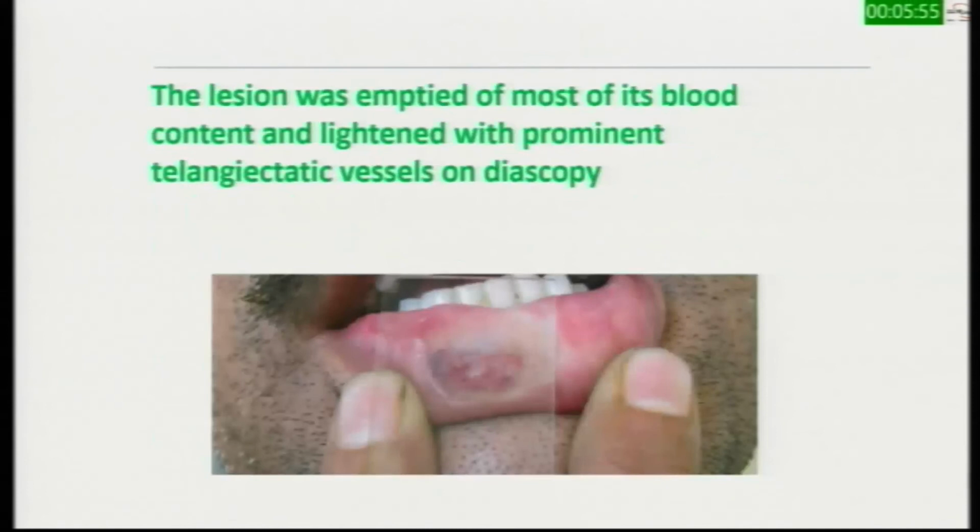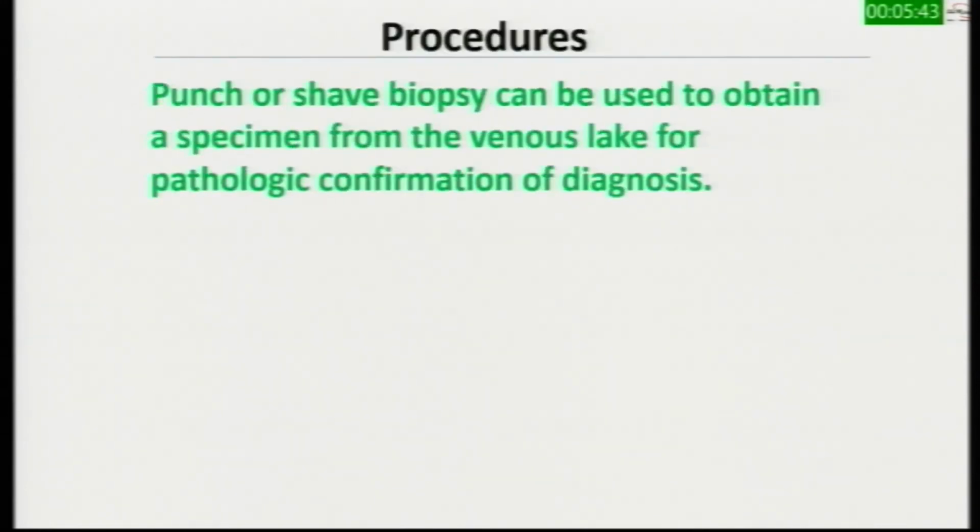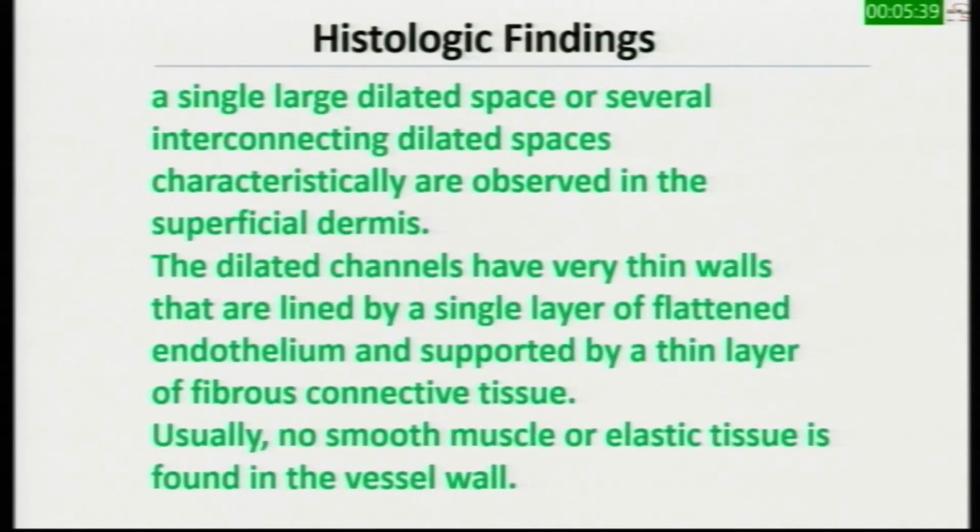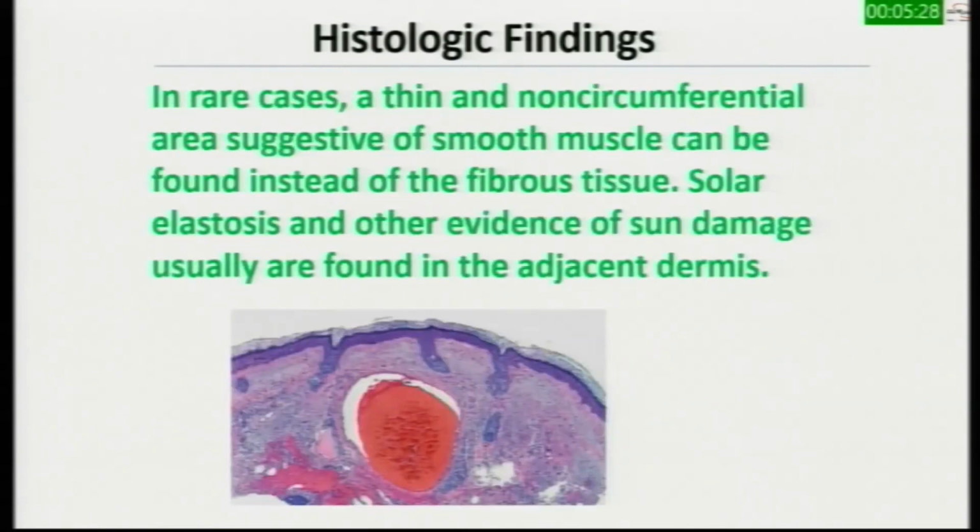What is diascopy? It is just compression of the venous lake by a glass slide, which will cause emptying, and the color of the blood will fade. And punch biopsy or shave biopsy. On histological examination, we will find a thin-walled structure formed from a single dilated space, and inside we may find thrombosis, like this picture.